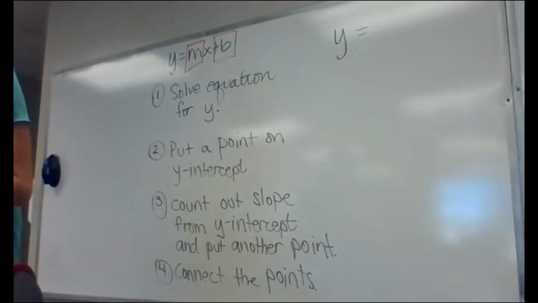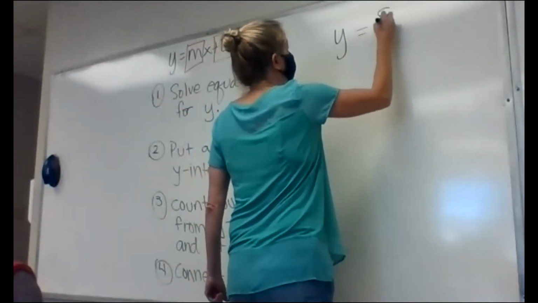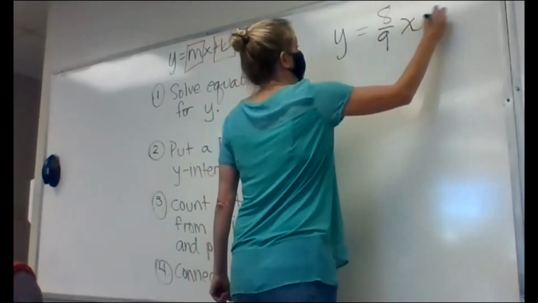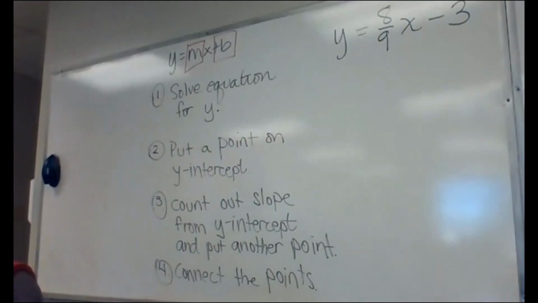y equals 8/9 x minus 3 is y by itself, which means I can skip step 1. I don't need to do step 1. The equation's already solved for y. So once it's solved for y, let's label our slope and y-intercept.